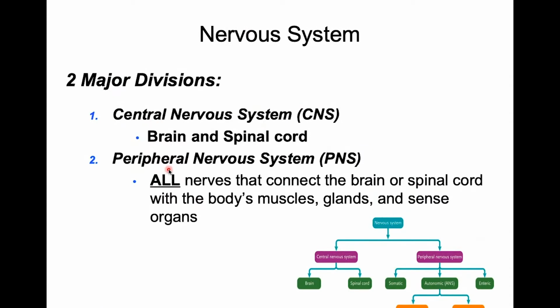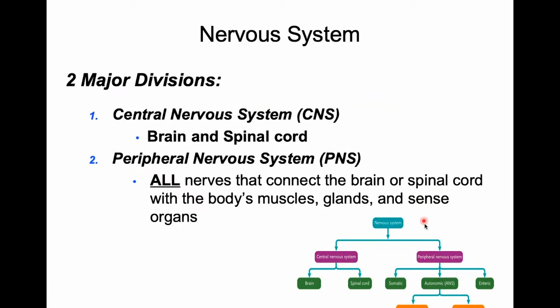Remember, the peripheral nervous system is every nerve that is going to somehow connect the brain or spinal cord with your muscles, glands, or any of your other sense organs. Okay, so with sense organs, we're looking at specific sensory receptors. We're going to be detecting, say, light touch, right? We talked about Merkel cells, for example. That was an example of a sensory receptor in our epidermis. Okay, so Merkel cells detect light touch.